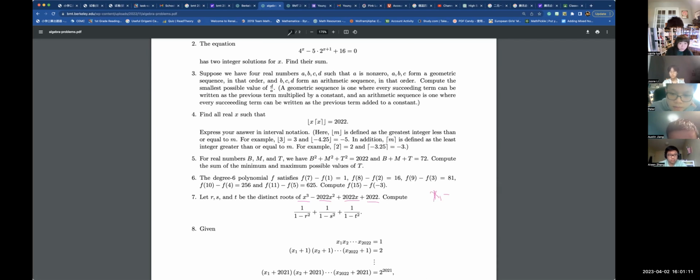So, because they said R, S, T are the distinct roots of this one, what does it mean? That means R is not equal to S, is not equal to T, right? When you see distinct, right? So we have R plus S plus T equals negative B over A. So it's 2022, right? And we have RS plus RT plus ST equals C over A, which is 2022 as well. And last but not least, RST equals negative 2022. So this is something I want everybody, first of all, to write on your paper.